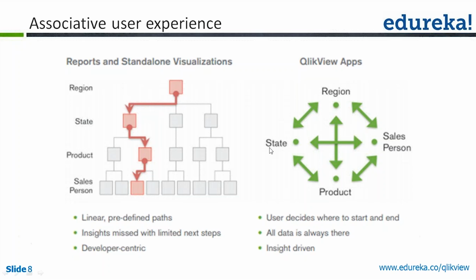If a salesperson is active in one state like Maharashtra, then only Maharashtra will appear. If a salesperson is active in two or multiple states, then multiple states' information will be reflected. And finally, the product information. If the salesperson is selling electronics products, then electronics products information will be presented.